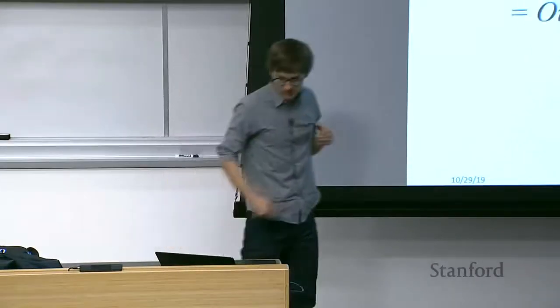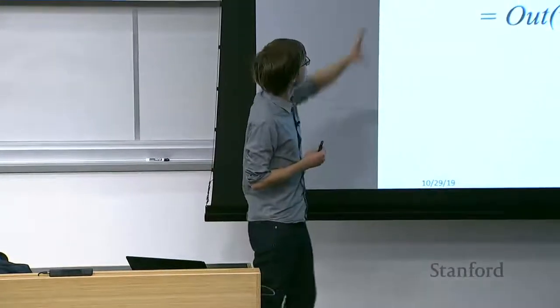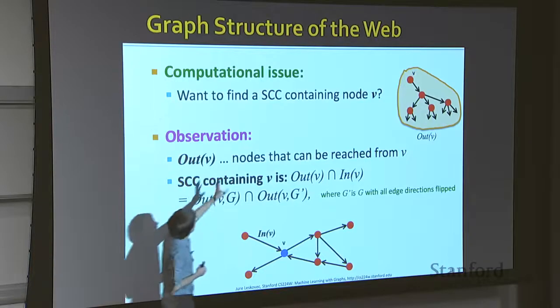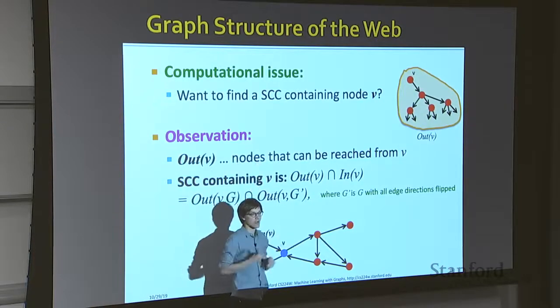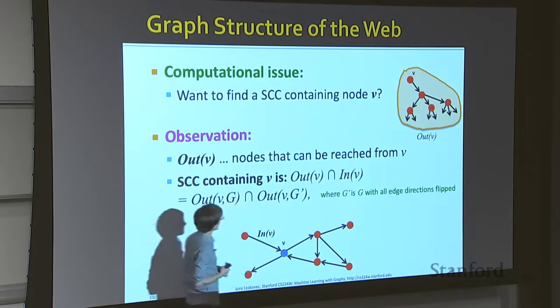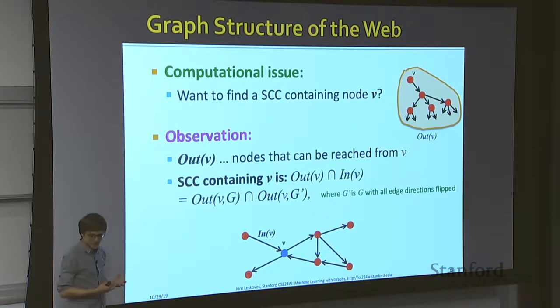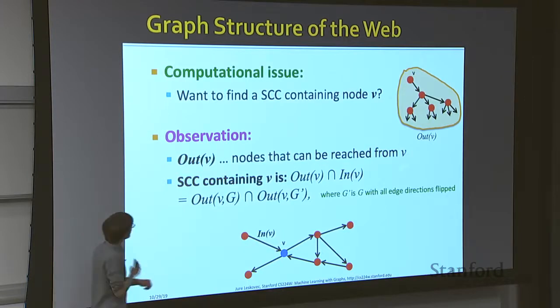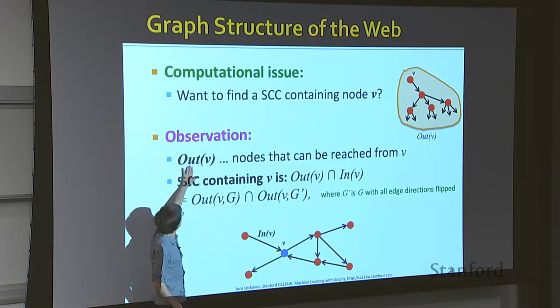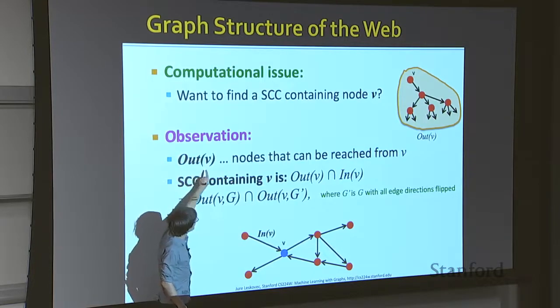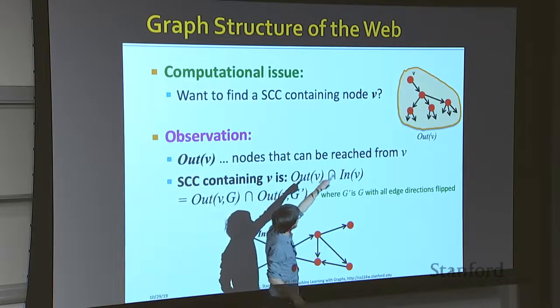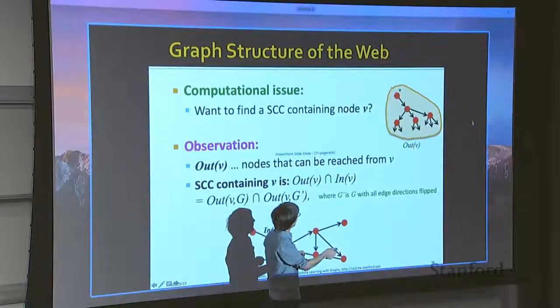Okay? So there are 2 issues. First is the computational issue. How do I find strongly connected components? That seems very hard. And the observation is that doing this can actually be quite easy. Remember we defined this notion of the out component of a given node V, which is the set of nodes that can be reached from V. I show this up here, right?